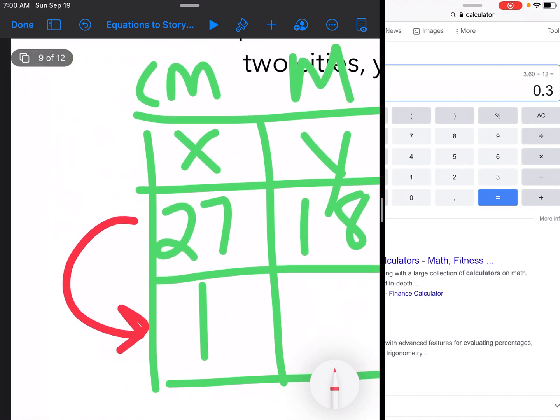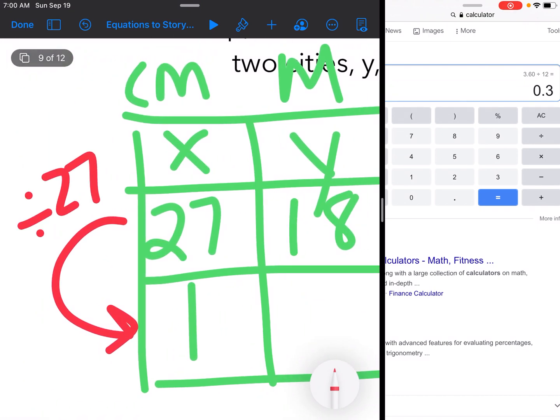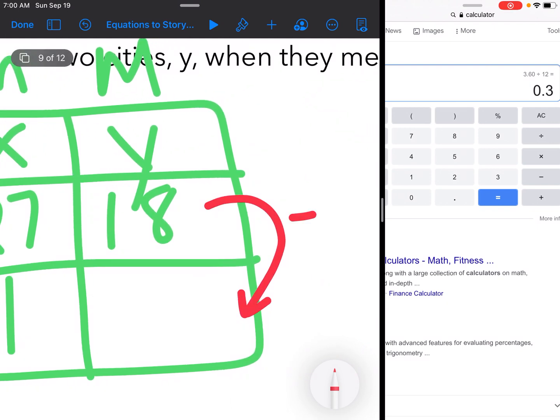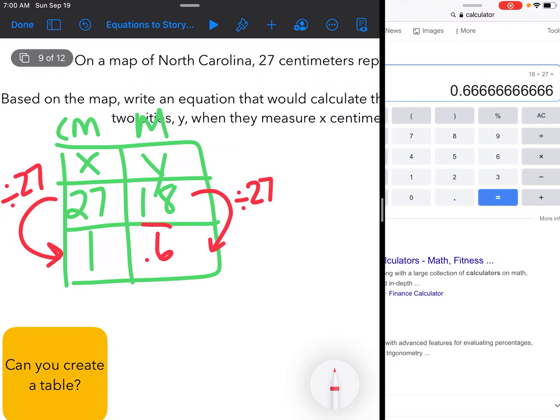Now, again, I can always put the 1 in the other column to come up with the second equation. So divide by 27. So 18 divided by 27, order matters. I get 0.6 repeating. So my equation would be 0.6 repeating times x is going to give me the y value. So 0.6 repeating times 27 is going to give me 18.